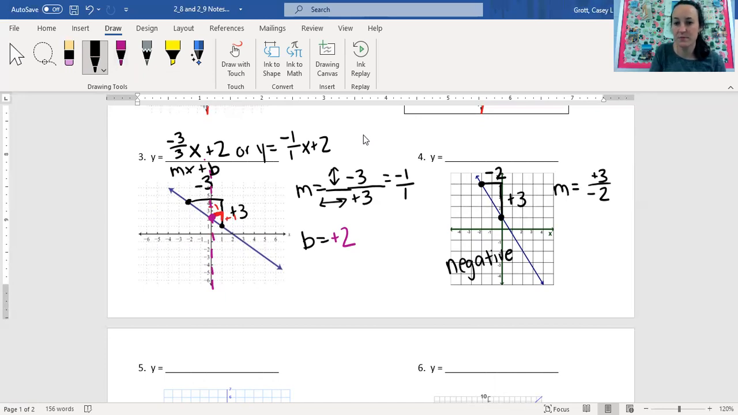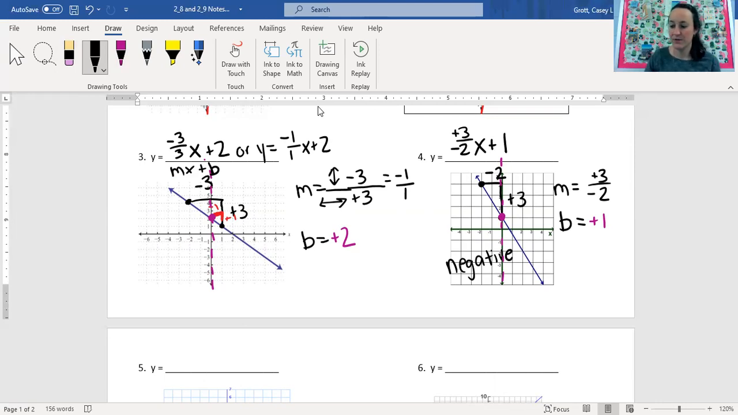Okay, so we've got the slope. Let's find the y-intercept because y equals mx plus b. So we found m. Now let's find b. Where is this blue line crossing the y-axis, at what value? Right here at +1. So we've got y equals, m is 3 over -2, x plus 1 for my answer.